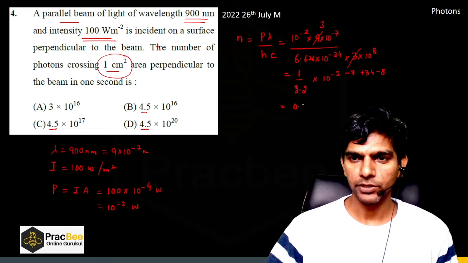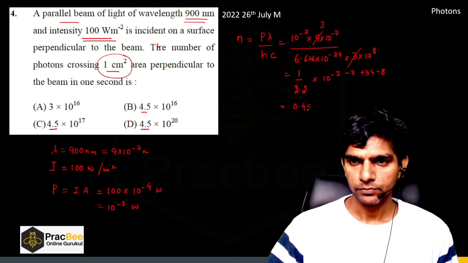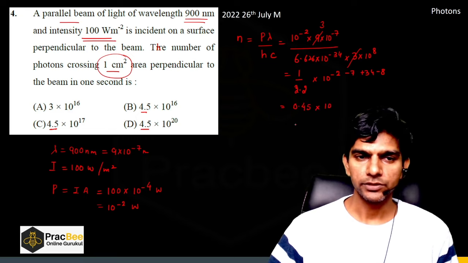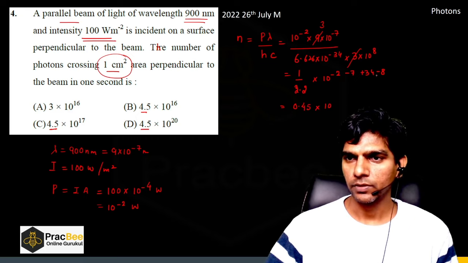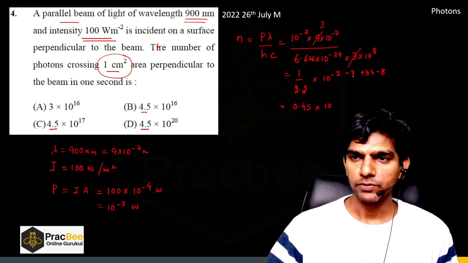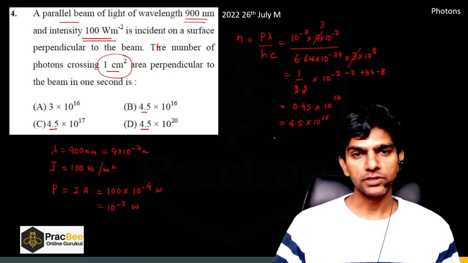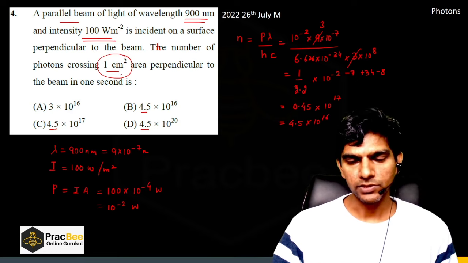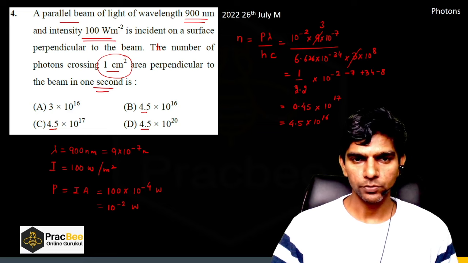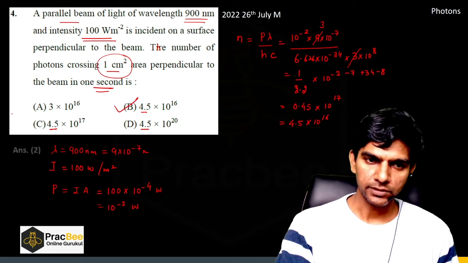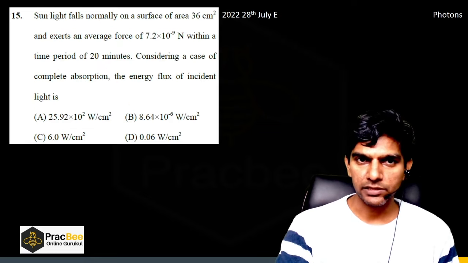So it is nothing but 0.45 times 10 raised to power. So let us simplify this. We have 8 plus 7 will be 15, 17, so it will be plus 17. So this will be 4.5 into 10 raised to power 16. So these are the number of photons which are crossing 1 square centimeter in 1 second. So option B is the right answer. Now let us see another illustration.